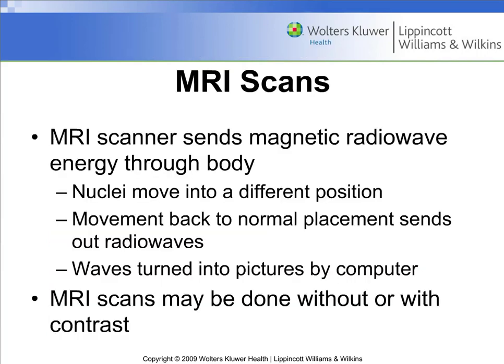MRIs are scanners that send magnetic radio wave forces many times stronger than the magnetic field of the Earth through the body. The resulting effect on the body's atoms forces the nuclei to move into a different position, and as they move back into place, they send out radio waves that are picked up by the scanner. A computer turns the waves into a picture. Very similar to CT scans, MRI scans may be performed with or without contrast.